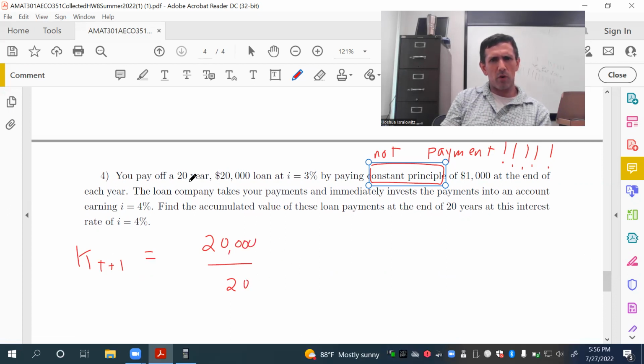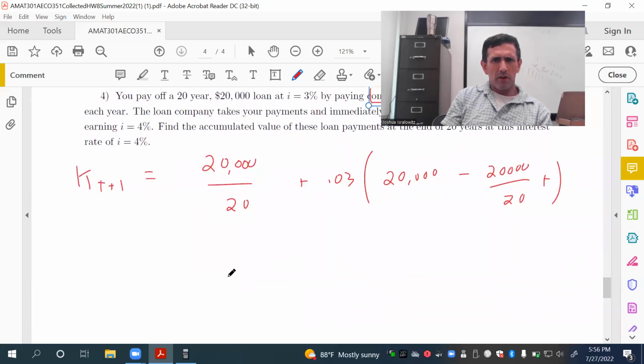It's the loan amount over N, which is 20, plus the interest rate times the loan amount, 20,000, minus the loan amount over N times T. All right, and you simplify this to 1,000 plus 600 minus 30T.